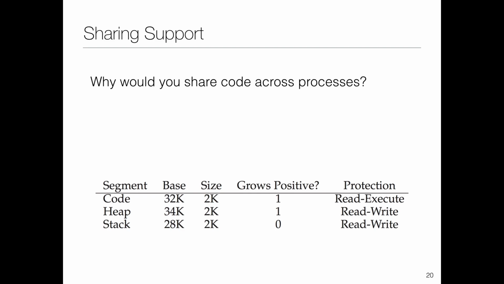Everyone with me? Code segment is read only. It's put in once by the compiler. It doesn't change during the execution of the program. So why have multiple copies of it? You place it once. You have a single code segment in the physical memory to which multiple processes can have the virtual address code segment pointing. Everyone with me?